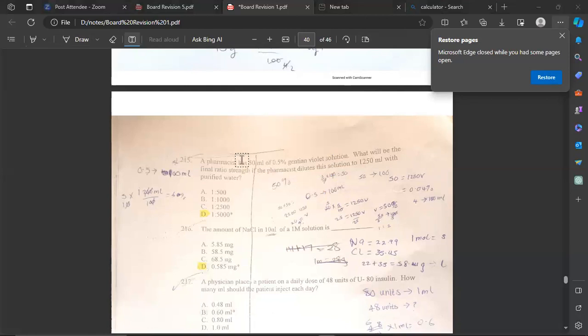So after getting 0.25, you ratio it with 1250. So 0.25 to 1250. That's how you get 1 in 50,000. Is that okay, Hiral?